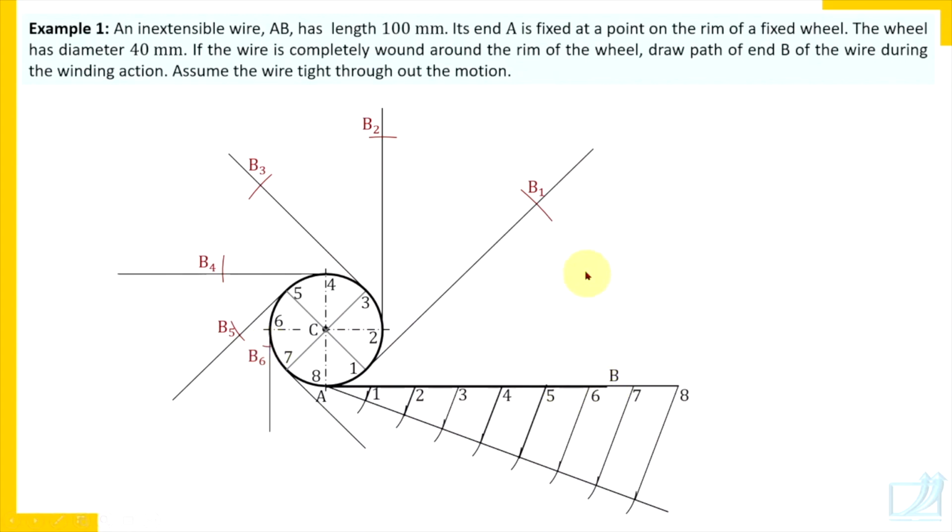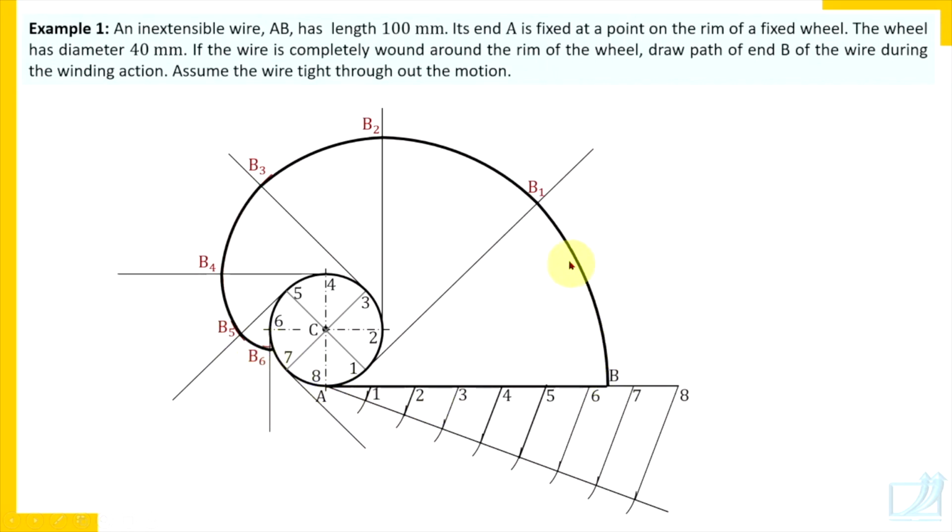Let's join all these B points. From B, draw a smooth curve. These 8 points are enough actually. Of course, we didn't get 8 points. We got 6 points because the wire is shorter. But in this case, try to understand.